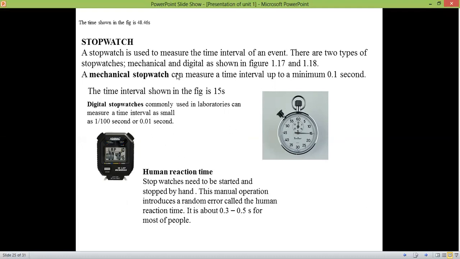Now, when we are using any stopwatch, we have to press the button to start the stopwatch and to stop the stopwatch. So this manual operation introduces a random error, and that error is said to be human reaction time. Its value is between 0.3 and 0.5 second.